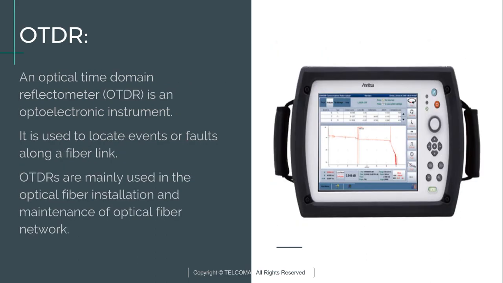The next is the OTDR. The optical time domain reflectometer is an optoelectronic instrument. It is used for fiber cables. It is used to locate faults and events in fiber links, and it is basically used in optical fiber installation and maintenance.